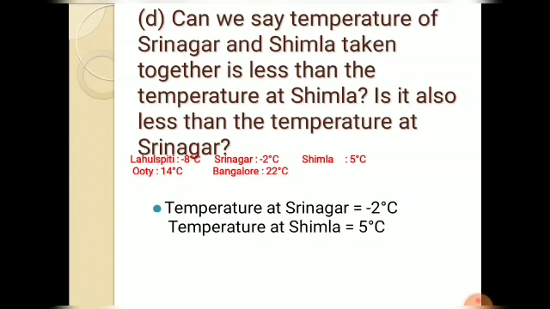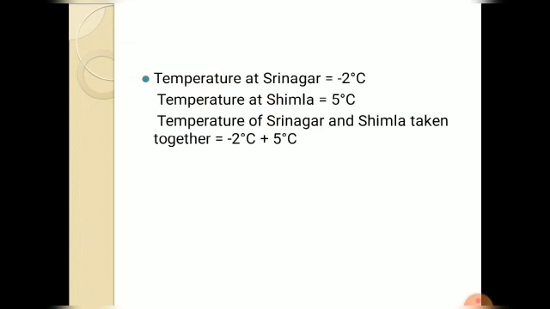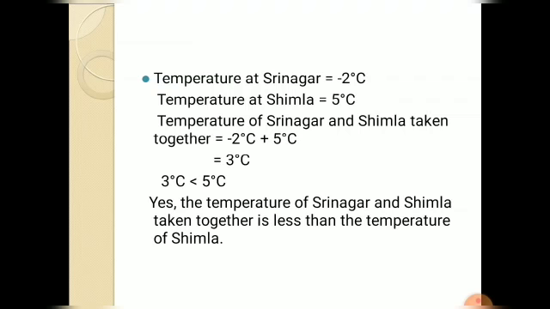Now, the temperature at Srinagar is -2 degrees Celsius and at Shimla is 5 degrees Celsius. Taken together means we will be doing their addition. So we have -2 degrees Celsius plus 5 degrees Celsius. Plus minus is a minus, so 5 minus 2 is 3 degrees Celsius. Now check the temperature at Shimla, which is 5 degrees Celsius, so 3 degrees Celsius is less than 5 degrees Celsius. So what would we say? Yes, the temperature of Srinagar and Shimla taken together is less than the temperature of Shimla.